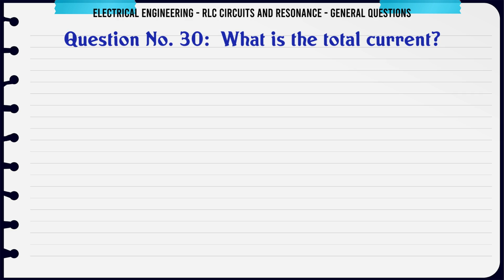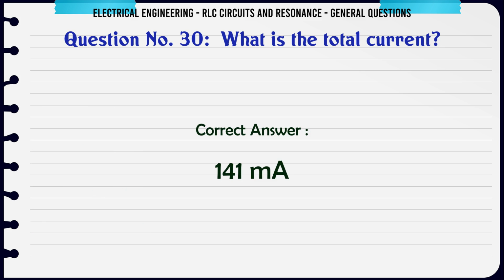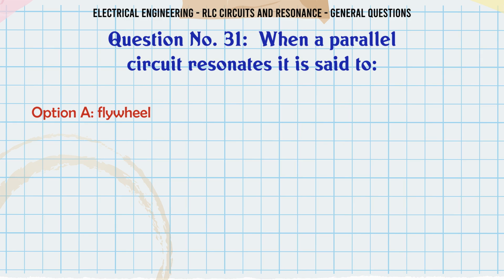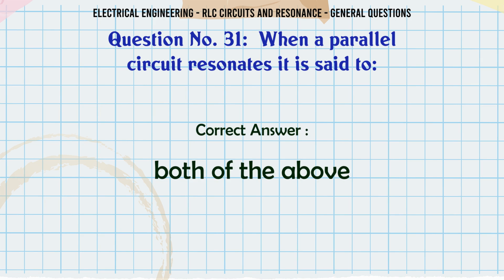What is the total current? A. 56.6 mA. B. 141 mA. C. 191 mA. D. 244 mA. The correct answer is 141 mA. When a parallel circuit resonates, it is said to A. Flywheel. B. Oscillate. C. Both of the above. D. None of the above. The correct answer is both of the above.